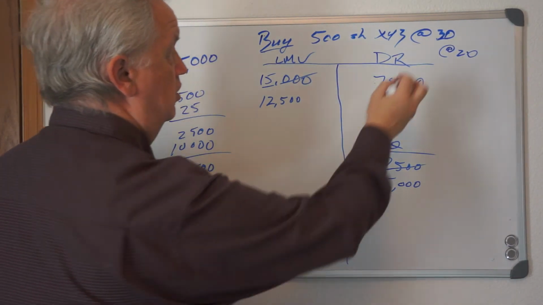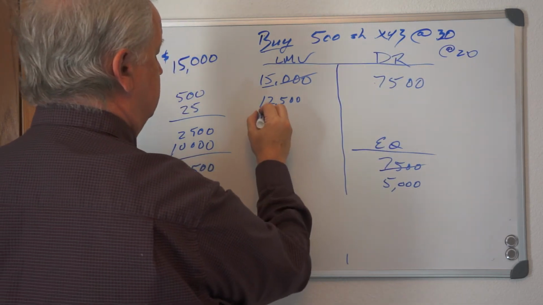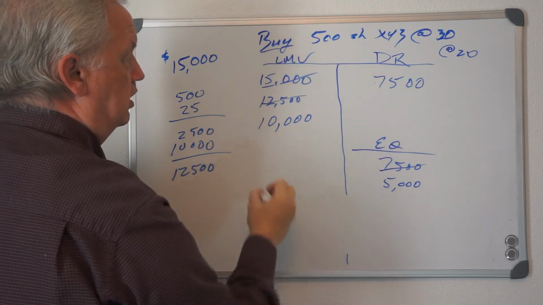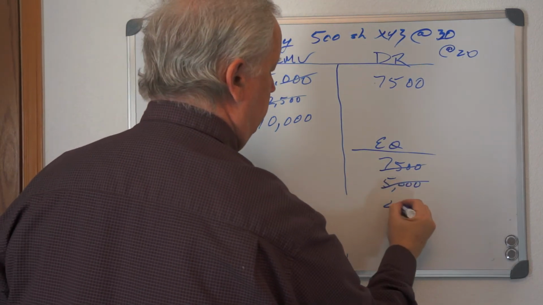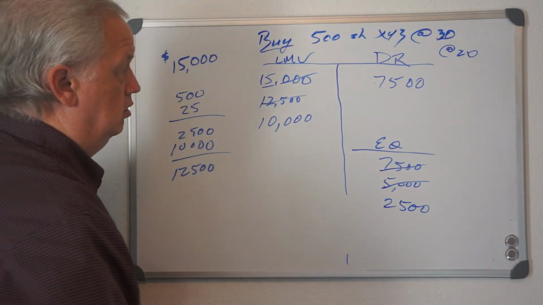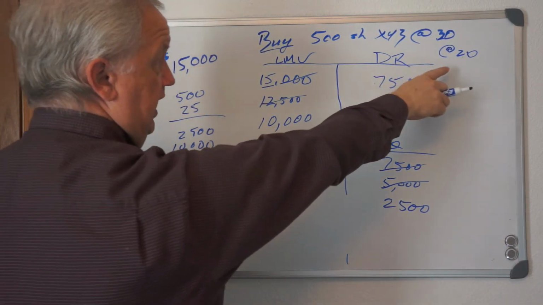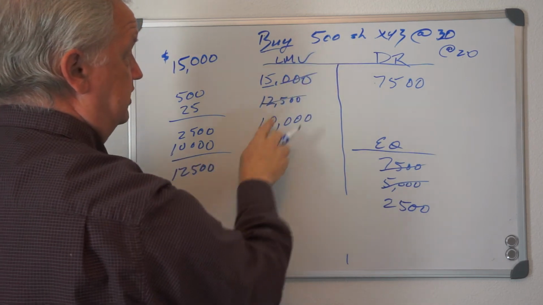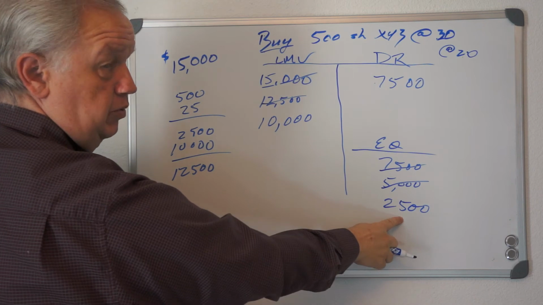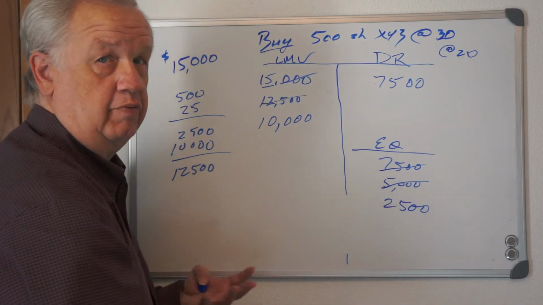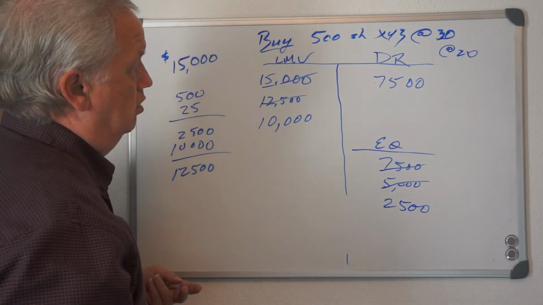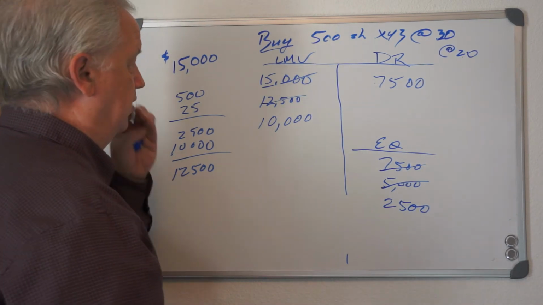let's do the math. 20 times 500 is 10,000. Now, he only has 2,500 equity. At $20, 500 shares, $10,000. He still owes the 7,500. This is his equity. Pretty straightforward math. We're adding, subtracting, that's all. But you need to know the scheme of things, right?